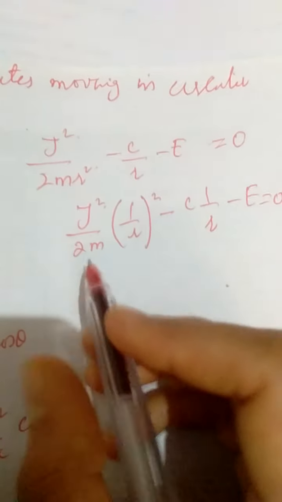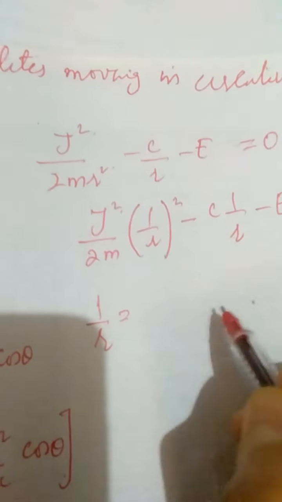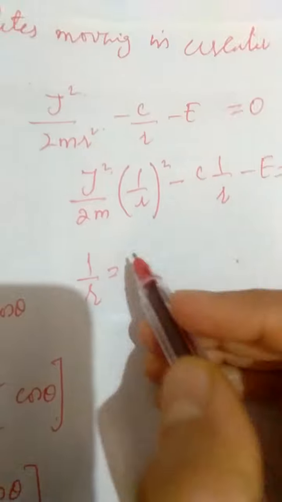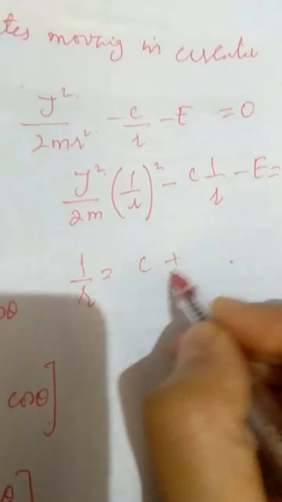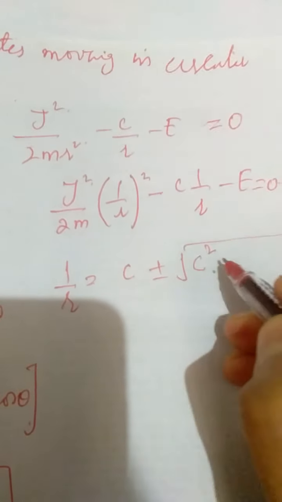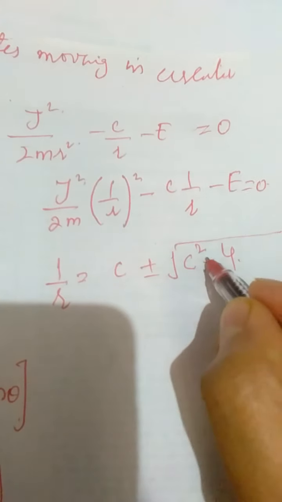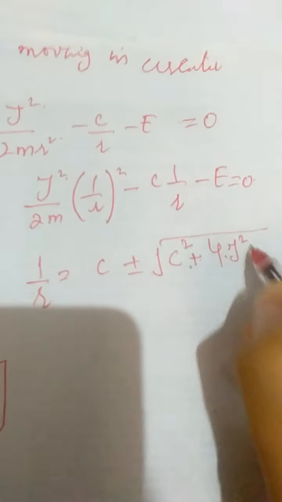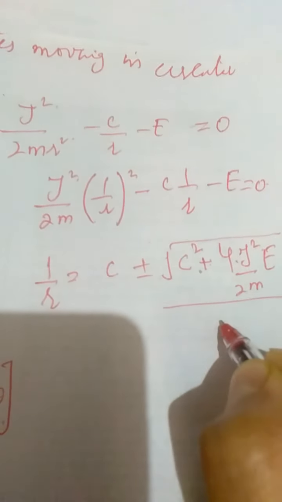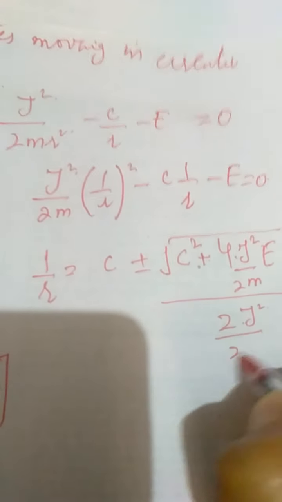So the roots of this quadratic equation will be given by 1 by r is equal to, we know it is minus b plus minus under root b square minus 4ac by 2a. You know that from school level. So what is minus b? It is c, plus minus under root b square minus 4ac. What is b square? Again it is c square minus 4 times a, which is this much, and c is this much, and that will make it plus 4ac, divided by 2a. That is again 2j square by 2m.